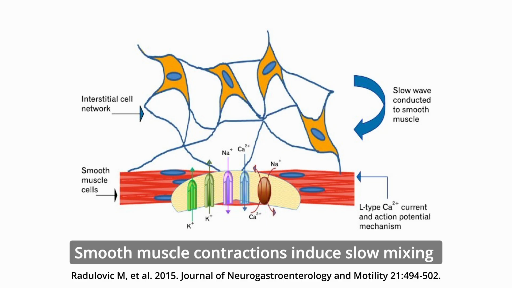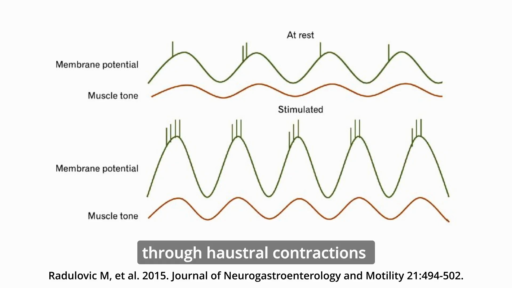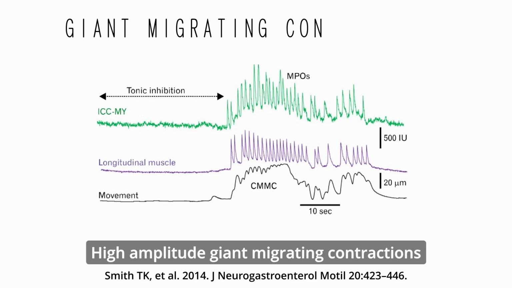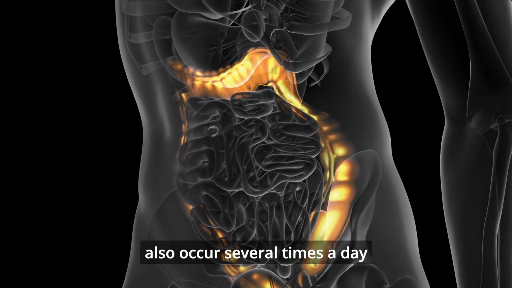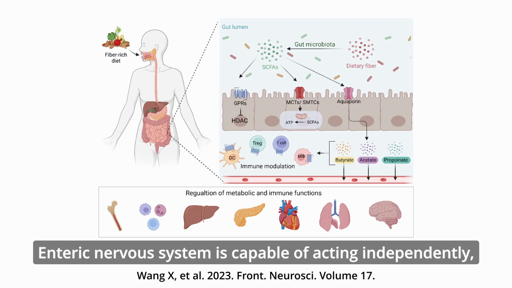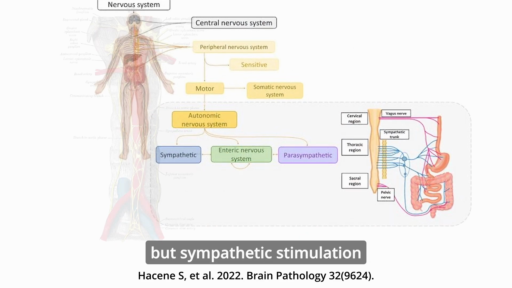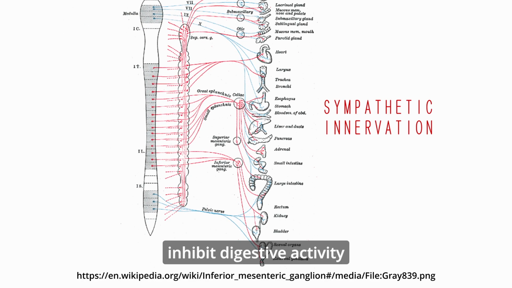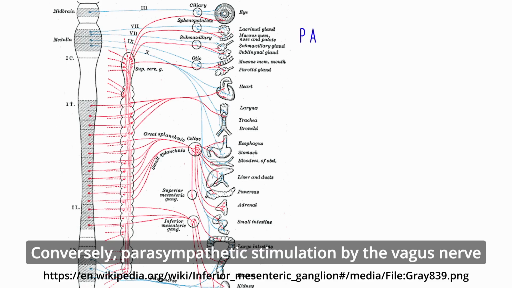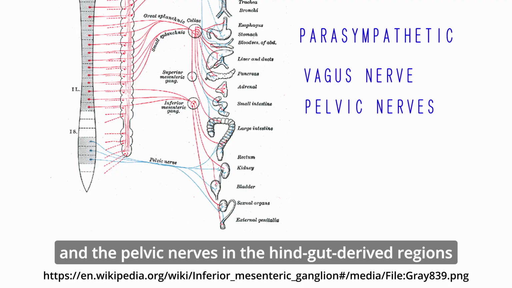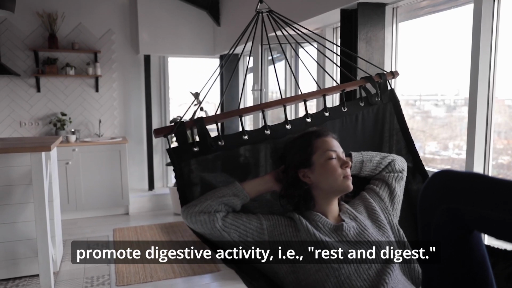Smooth muscle contractions induce slow mixing through postural contractions generated by the interstitial cells of Cajal. High-amplitude, giant migrating contractions also occur several times a day and propagate material rapidly through the colon. The enteric nervous system is capable of acting independently, but sympathetic stimulation through the superior and inferior mesenteric ganglia inhibits digestive activity as part of the fight-or-flight response. Conversely, parasympathetic stimulation by the vagus nerve in the midgut-derived regions and the pelvic nerves in the hindgut-derived regions promotes digestive activity, i.e. rest and digest.